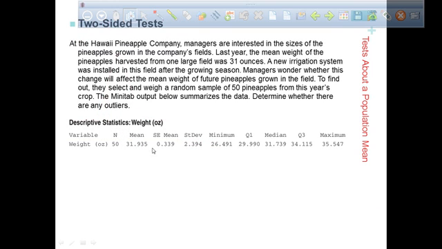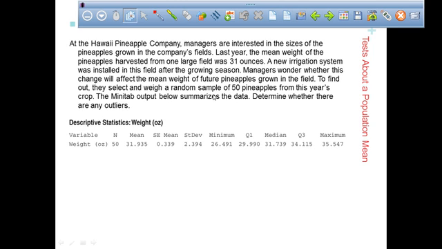Sometimes with the data we're going to have two-sided tests, just like we do with proportions. In this example, it talks about Hawaii Pineapple Company, where managers are interested in the sizes of the pineapples grown in the company's fields. Last year, the mean weight of the pineapples harvested from one large field was 31 ounces. A new irrigation system was installed in the field after the growing season. Managers wonder whether this change will affect the mean weight of future pineapples grown in the field. To find out, they select the weight of a random sample of 50 pineapples from this year's crop.